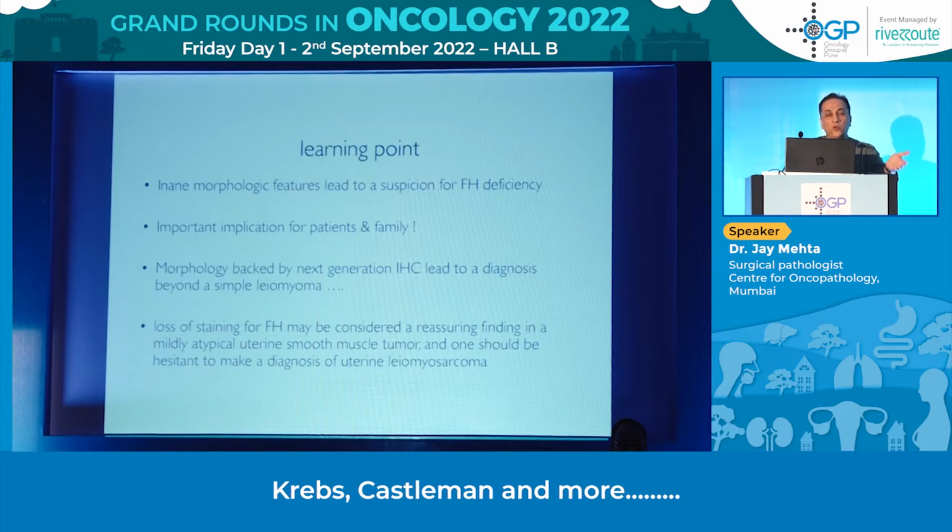So the learning points: very innocuous morphologic features led to a suspicion for FH deficiency. It has implications not only for the patient, but for the family as well. Morphology, as with everything in life, you don't stick to IHC for everything. You have to look at morphology first. So morphology backed by next generation IHC in this case led to a diagnosis of something beyond a simple leiomyoma. Now, loss of staining for FH may be considered a reassuring finding in an atypical uterine smooth muscle tumor, the ones which we think are STUMPs, for example, where you get that symplastic nuclear atypia. And if you do get that FH retained, you should be fairly hesitant to make a diagnosis of uterine leiomyosarcoma. So those are the learning points from this case.